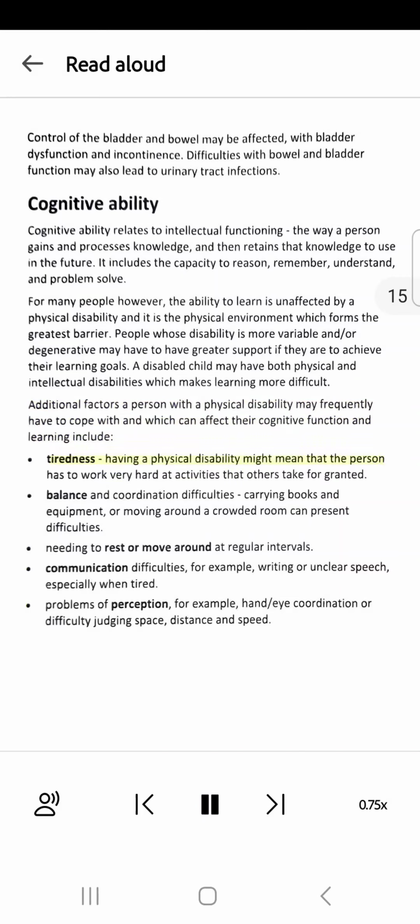Tiredness. Having a physical disability might mean that the person has to work very hard at activities that others take for granted. Balance and coordination difficulties. Carrying books and equipment, or moving around a crowded room, can present difficulties. Needing to rest or move around at regular intervals. Communication difficulties, for example, writing or unclear speech, especially when tired. Problems of perception, for example, hand-eye coordination or difficulty judging space, distance and speed.